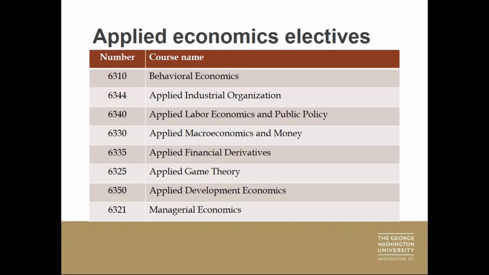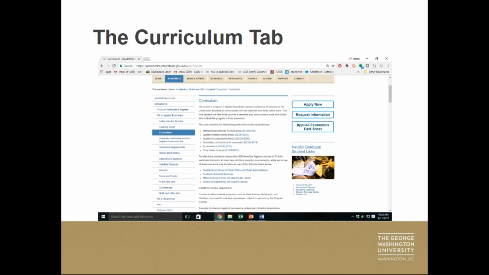We have a wide range of electives. Here's a list of some of them: financial derivatives, game theory, managerial economics, behavioral economics, industrial organization. We have a rotating set of electives that we offer, and I try to get a schedule that's on a 1 to 2 year schedule so that students can plan their program from day 1.